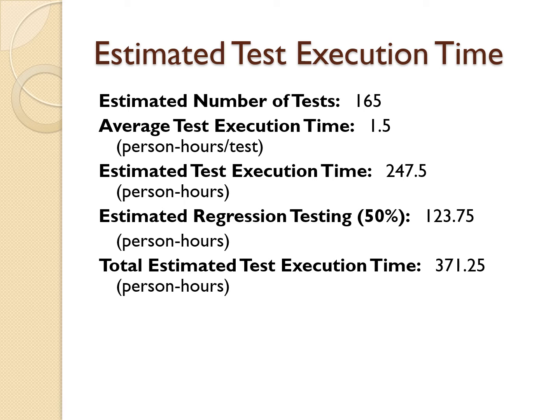Now the estimated test execution time. The estimated number of tests is 165, and suppose the average test execution time is 1.5 person hours per test. The estimated test execution time is 247.5, and the estimated regression testing time is 50%, that is 123.75 person hours. All these are person hours. Adding the estimated regression time and the estimated test execution time, the total estimated test execution time required is 371.25.